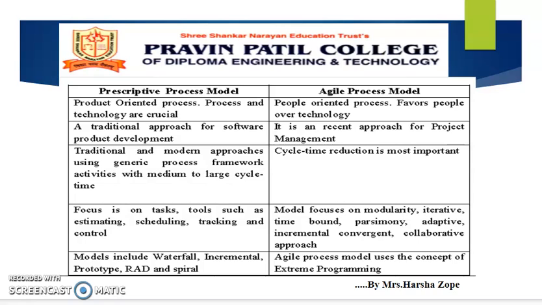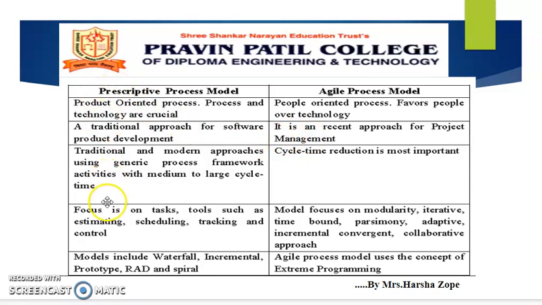In the prescriptive process model, it is a product oriented process, and process and technology are crucial. In the agile process model, it is a people oriented process, favoring people over technology. Okay, the main difference is prescriptive is product oriented and agile is people oriented. In the prescriptive process model, a traditional approach for software product development is used, while in the agile process model, a recent approach for software development is used.